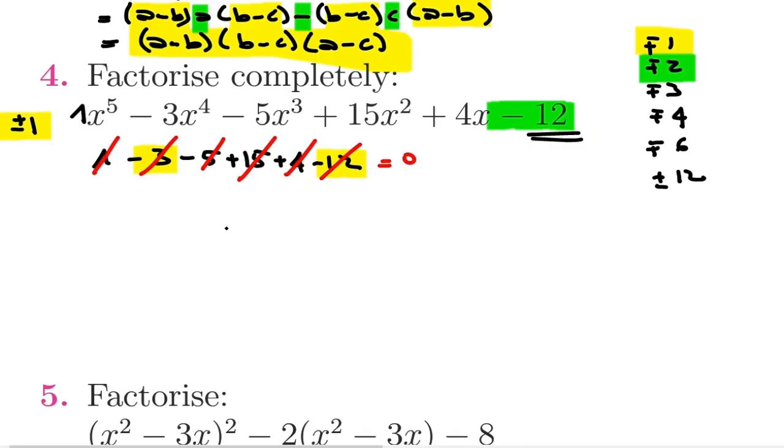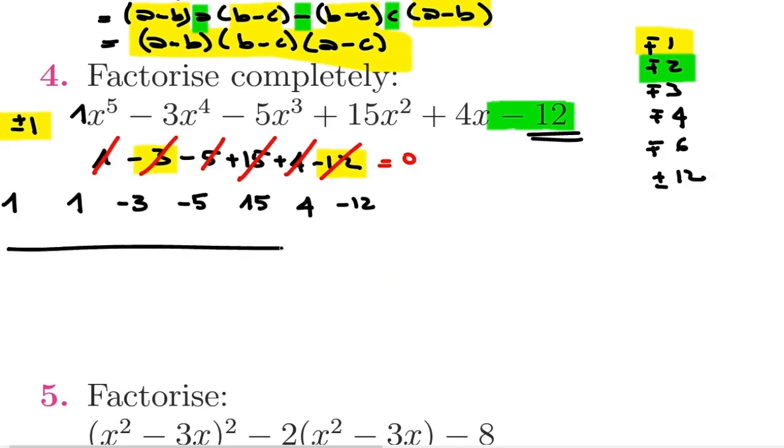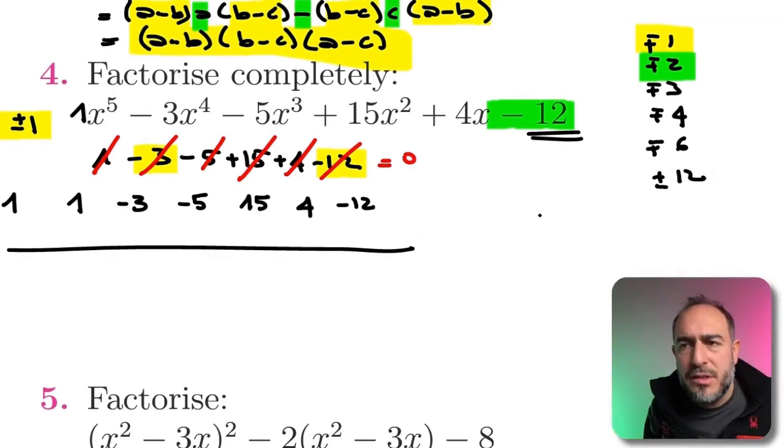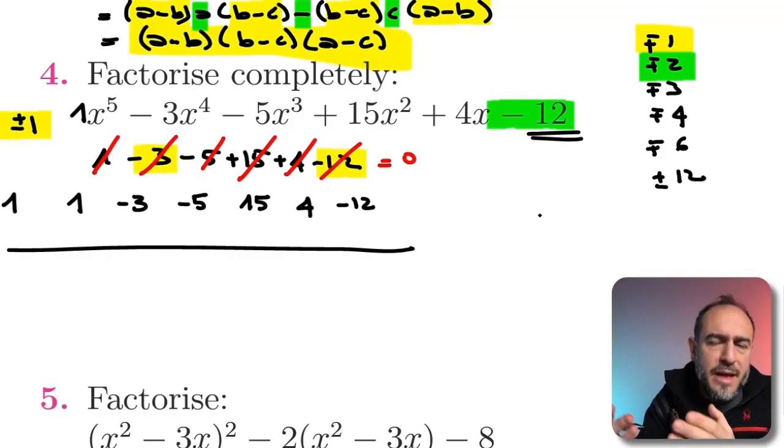I'm writing the coefficients. The coefficient of x to the 5th is 1. The coefficient of x to the 4th, minus 3. The coefficient of x cubed is minus 5. The coefficient of x squared is 15. The coefficient of x to the 1st is 4. And our constant term is minus 12. Since we get 0 when we substitute 1, we're doing it with respect to 1. In different countries, in different curricula, this drawing might be a little different, but this is how it was for us. This is how I learned it, and this is how I do it.